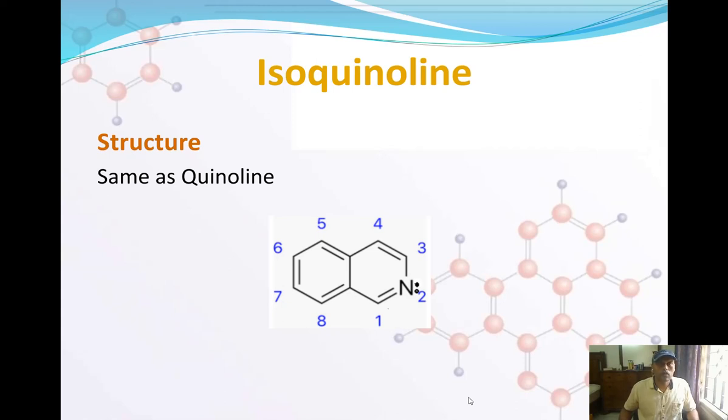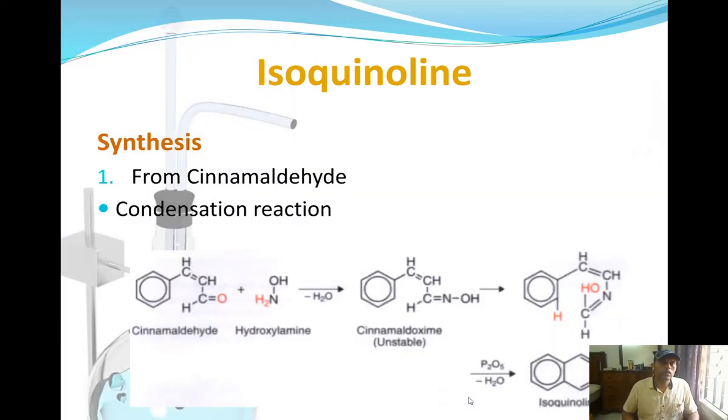The structure of isoquinoline is the same as that of quinoline, so it's an isomer of quinoline. So the structure, everything is the same here. Let's go to the synthesis. They can be synthesized from cinnamaldehyde. You have to do a condensation reaction using cinnamaldehyde. Here is the aldehyde group. If this is a COOH group, then it is cinnamic acid, right?